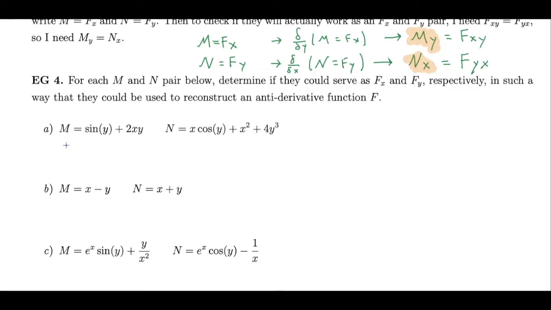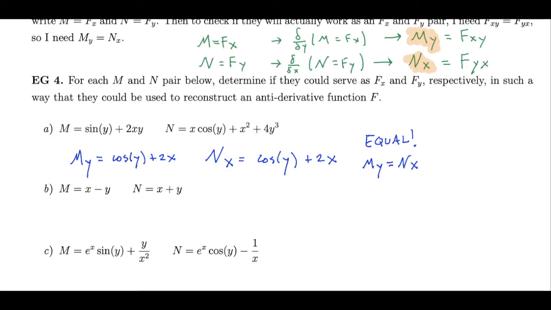So I'll take my expression M and differentiate it with respect to y as required. And I'll take my expression N and differentiate with respect to x as this criteria requires. And those two expressions are in fact equal. That indicates that the two original expressions, capital M and capital N, could be used as first order partials. We would call them f sub x and f sub y respectively. And then we could use those to reconstruct an antiderivative function F as we did a few examples ago.